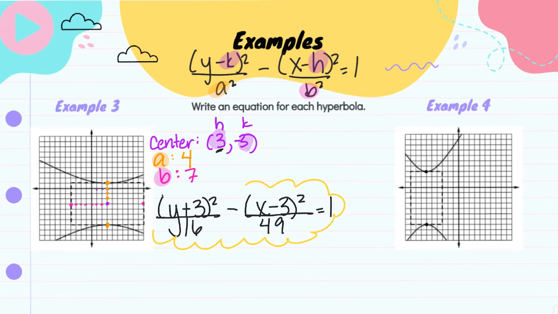So notice how h had to go here and k had to go here, because those can be a little tricky. So let's do the last example here for this type of problem. Remember, the first thing we do is find the center.